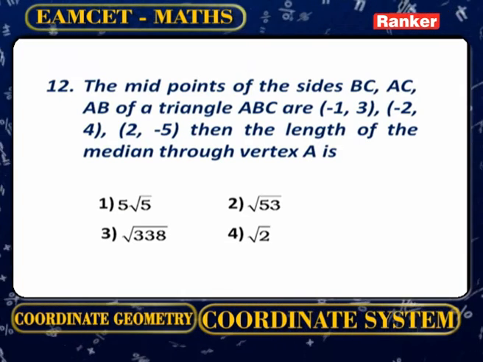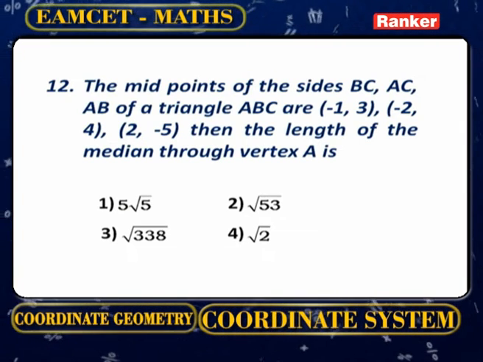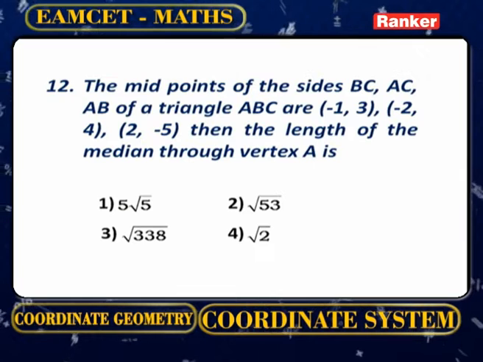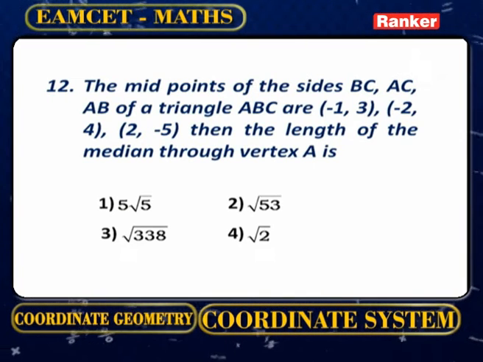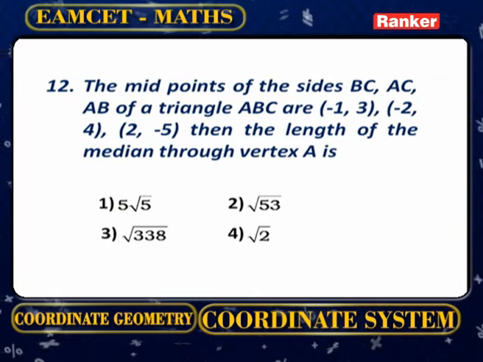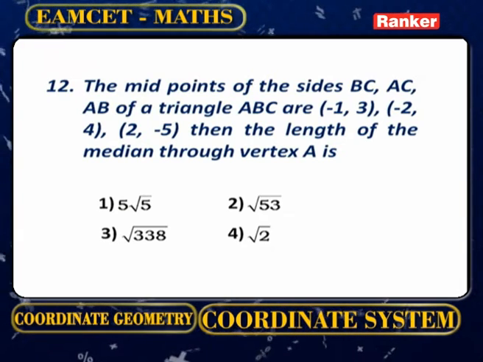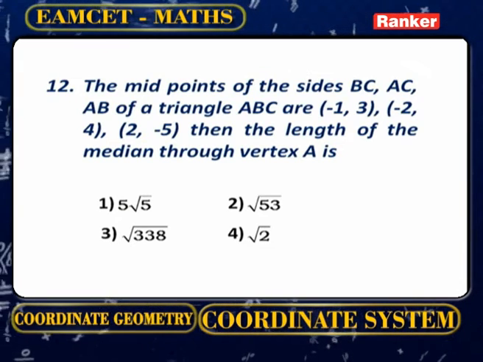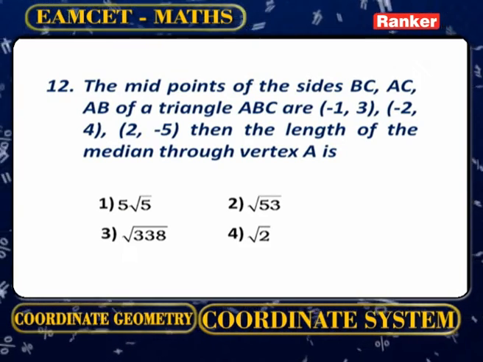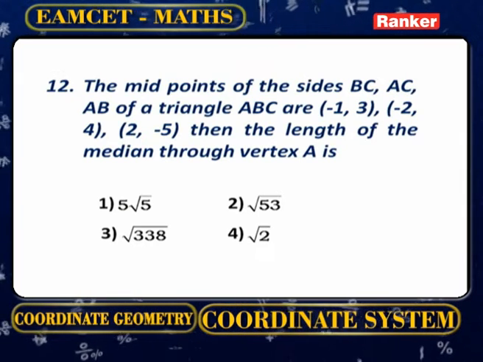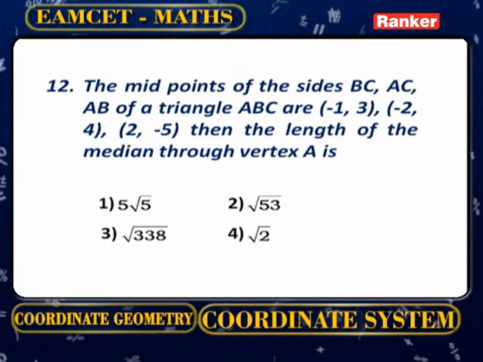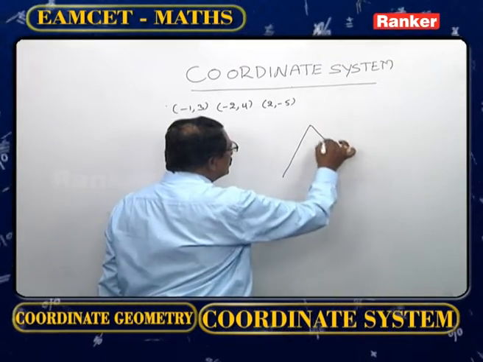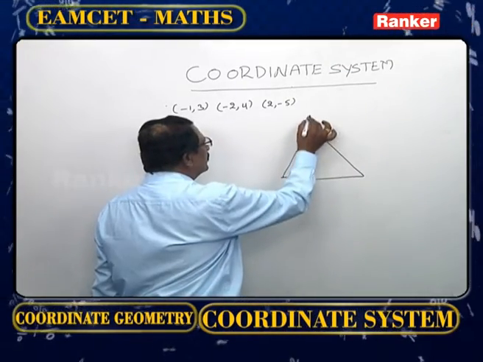The midpoints of the sides BC, CA and AB of the triangle ABC are (-1, 3), (-2, 4) and (2, -5) respectively. Then find the length of the median through vertex A of triangle ABC.